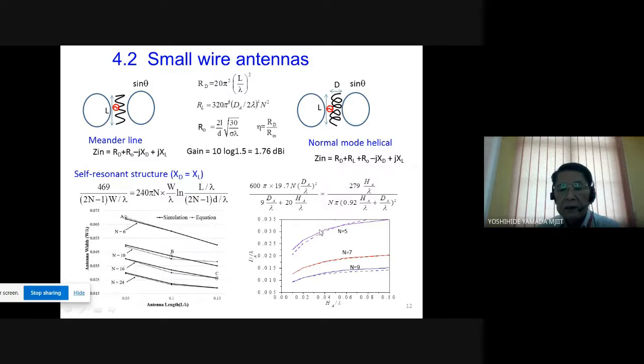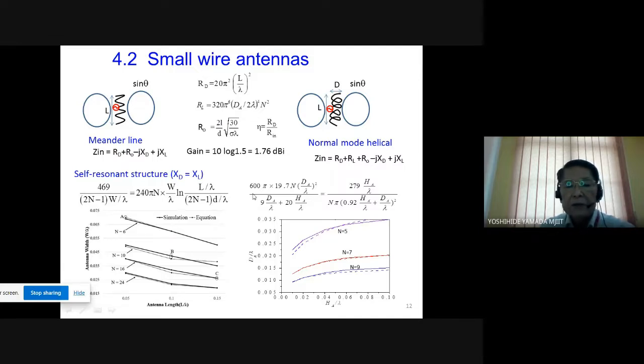So this straight line is this equation, and the dotted line is the equation, and this solid line is the simulation result. From this very good agreement, we can rely on it. We can use this self-resonant equation for designing this loop normal mode helical antenna.